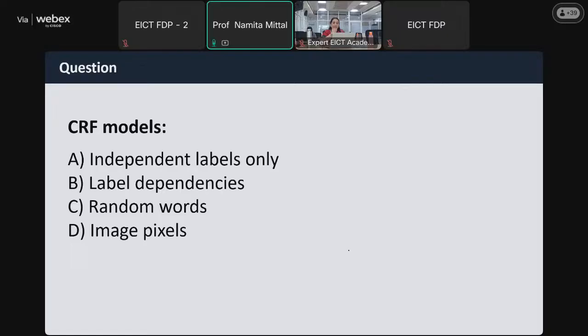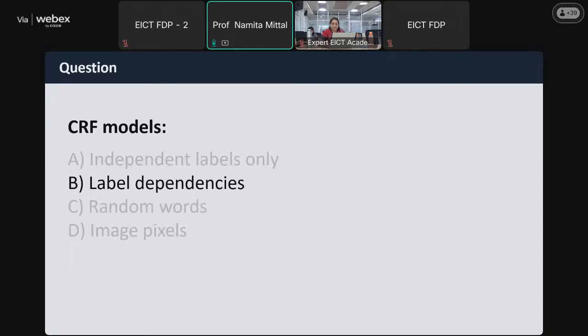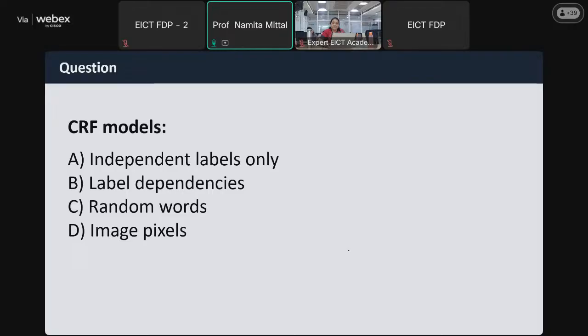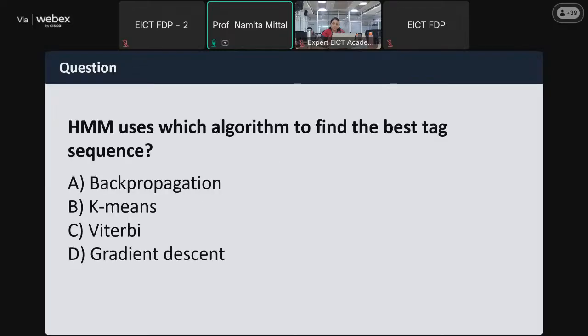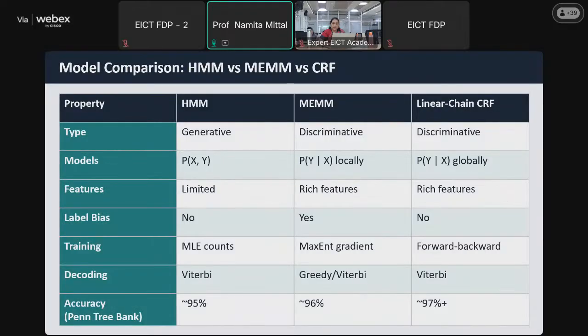Now, the CRF model is for independent labels only, label dependencies, random words, or image pixels? So image pixels is not the correct answer. Random words is not the correct answer. Label dependency. Why are we doing it? For marking the tags, that is labels. So these are not independent, they are label dependent. So how do we do it? Go back here. We have a discriminative model, CRF, and it is not label biased.